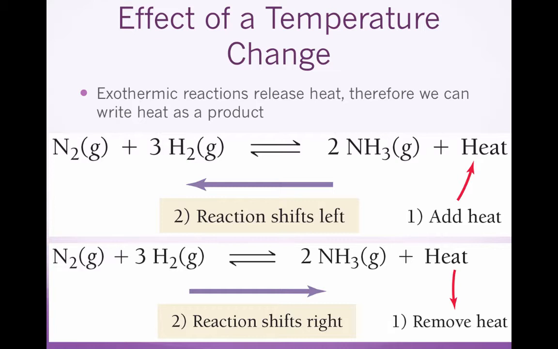And that makes sense, right? Just like if I added ammonia gas, my reaction shifts to the left. Well, I add heat, which is a product, so it's going to shift to the left. But if I remove heat, I cool the reaction down, it's going to shift towards the right, which makes sense. If I removed ammonia gas, the reaction would shift to the right. So same thing if I remove heat, it shifts to the right.